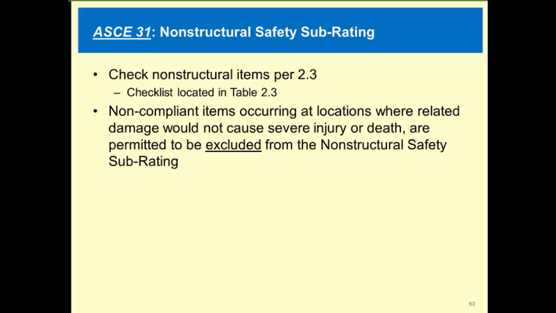What's a little bit unique for the non-structural safety subrating is that you can use your engineering judgment and say that if these items are located in locations in the building that would not cause severe injury or death, widespread injury or death, you could exclude those particular items from this non-structural safety subrating. I just want to reiterate, this is only for the non-structural safety subrating. You can't do this for the recovery or the repair cost subrating.